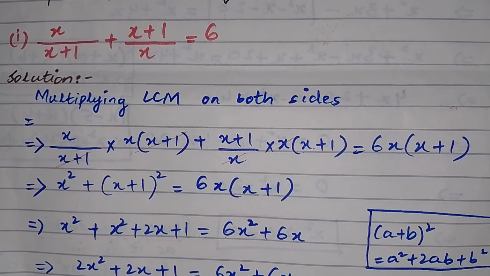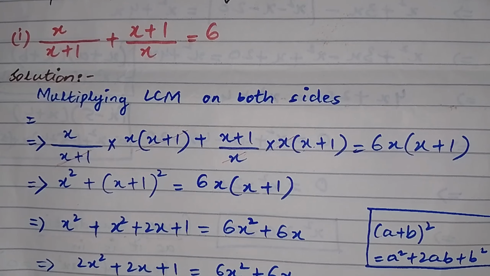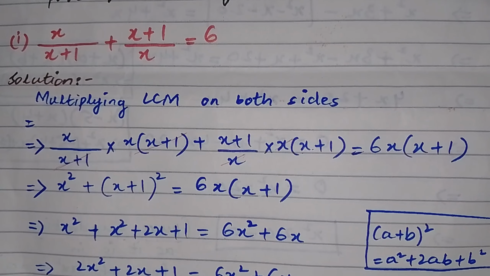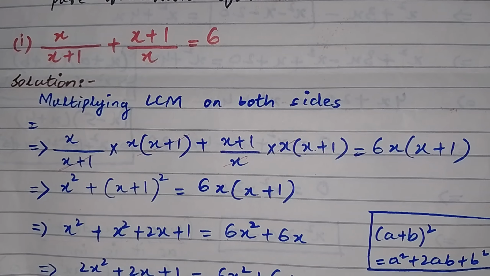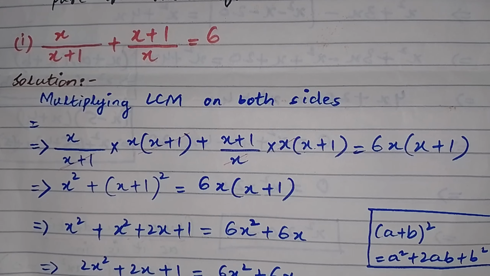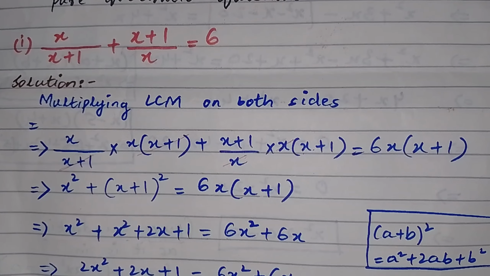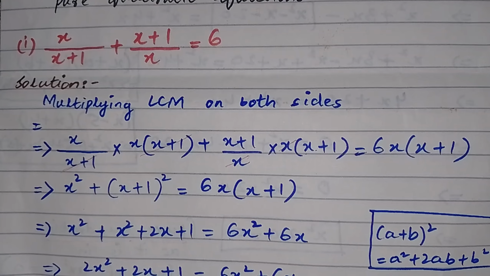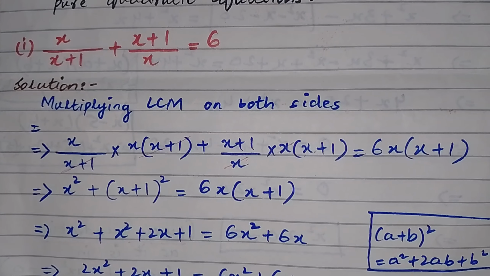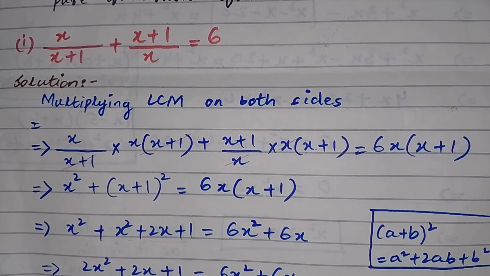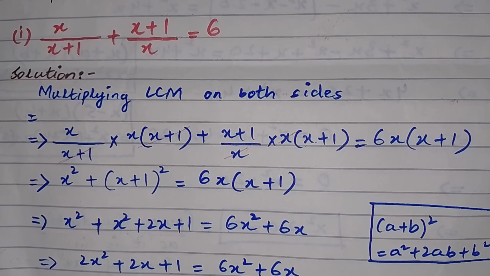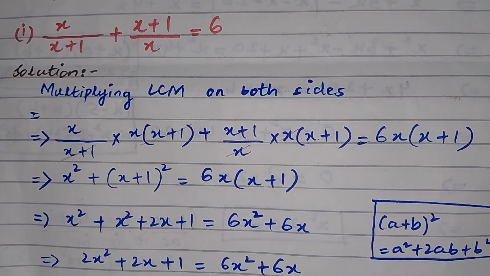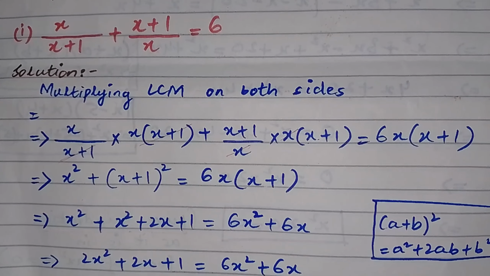When you multiply it with the first expression, that is x divided by x plus 1, it will cancel. In the second expression, x will be cancelled, and on the other side 6 will multiply with x plus 1. Remaining terms will be multiplied. X will multiply with x, it becomes x square. X plus 1 will multiply with x plus 1, it becomes x plus 1 whole square.